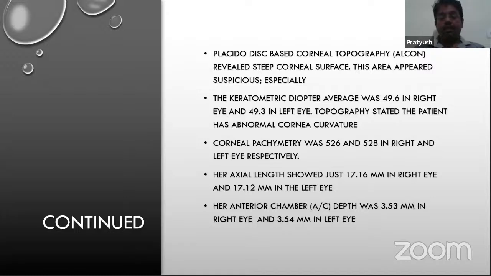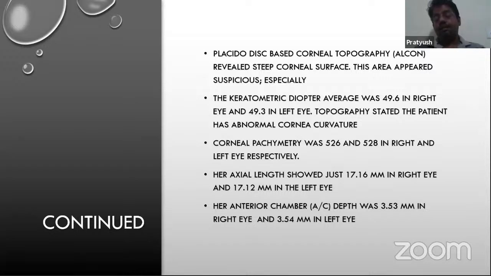Again, we went to check her axial length. Her axial length is 17.16 mm, which is a very short eyeball. As you all know, 24 mm is the normal axial length for any human being. So she had 17.16 mm in the right and 17.12 mm in the left eye, which explained to us that she had an axial hypermetropia. Because of the axial length, she had such high hypermetropia.